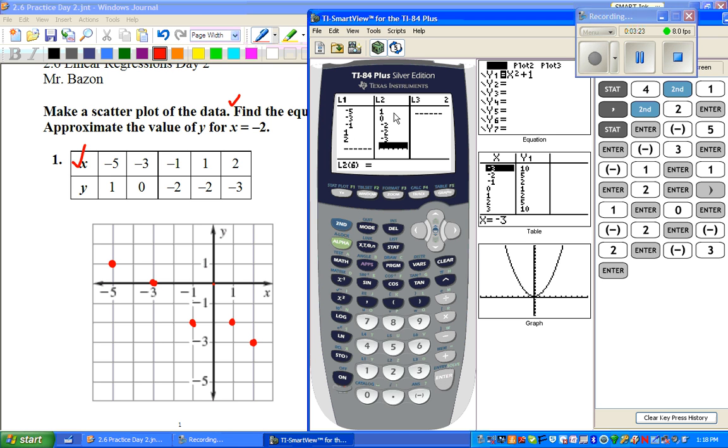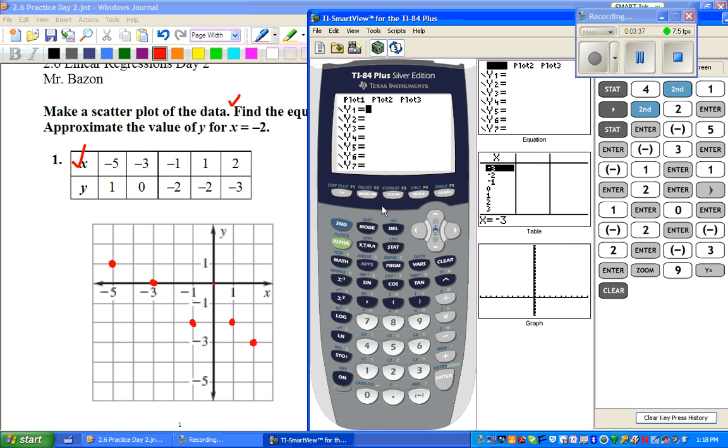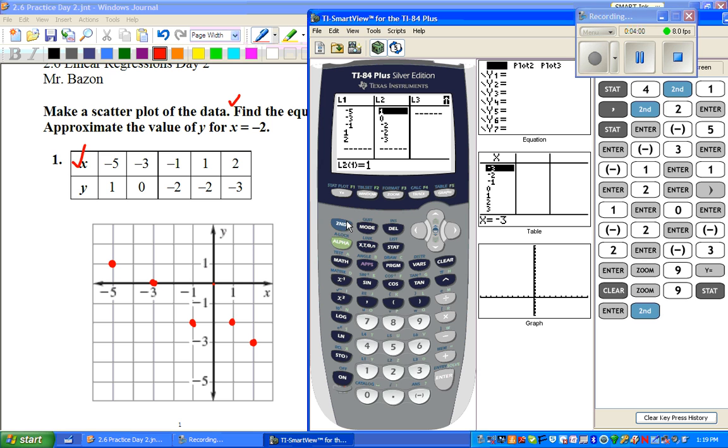If I wanted to graph those, I'd hit Zoom and go down to number 9. Zoom 9. Oh, it looks like I forgot to clear this. I have to go into my Y equals and clear that. I'm going to hit Zoom 9 again. We should have all of our points, but we don't. So let's go back to Stat, and go to Edit again. I have all of my points. So I'm going to hit second. Nope, not second. I'm just going to hit Graph.